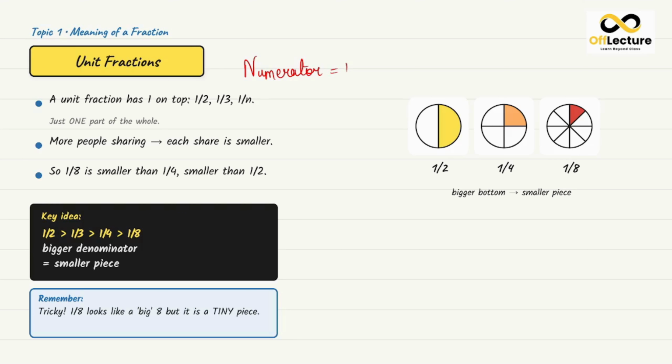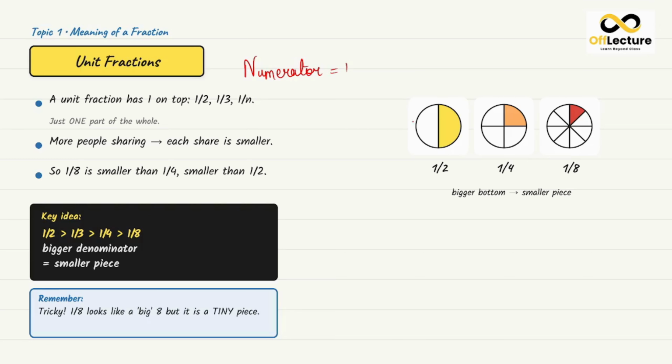And note, the more people share, the smaller the size. So the 1 by 8 fraction is smaller than 1 by 4, and 1 by 4 is smaller than 1 by 2. Okay, so you can understand with this diagram.